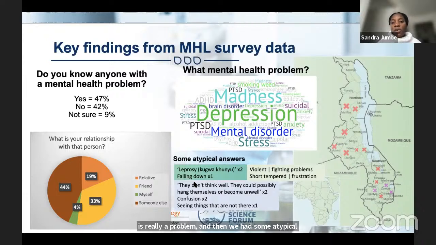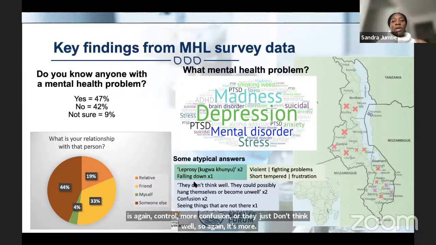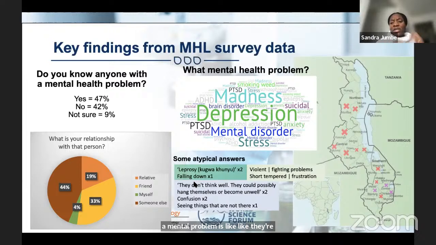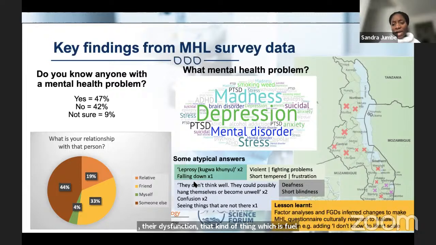And then we had some atypical or unusual answers. Some people would say, oh, they're violent, or they're short-tempered, or they have leprosy, which I think actually they were talking about fits, but they were using leprosy in that sense, which is again more confusion, or they just don't think well. So again, it's more stereotypical aspects of what people think someone with a mental health problem is like, they're violent, they're dysfunctional, that kind of thing, which fuels a lot of stigma. And then some people also mentioned things like disabilities, like they're deaf or they cannot see, they have visual impairment.